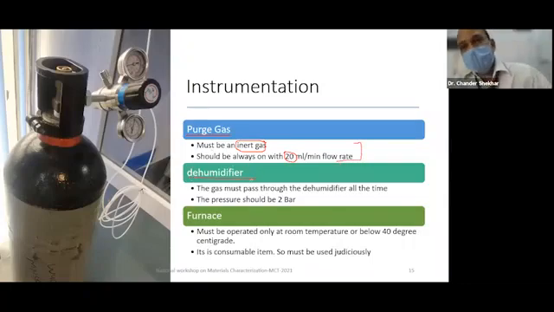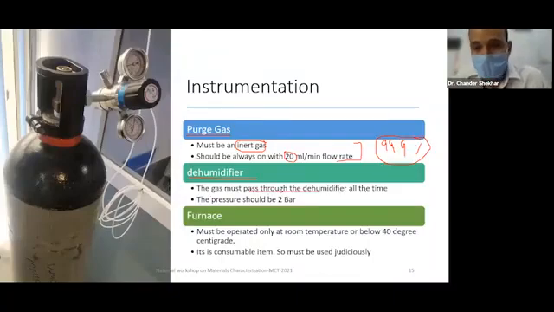Then this gas cannot directly go to the chamber. A dehumidifier is required. The gas should be at least 99.9% pure. That is the purity that is expected. If it's just 99%, that's not advisable.